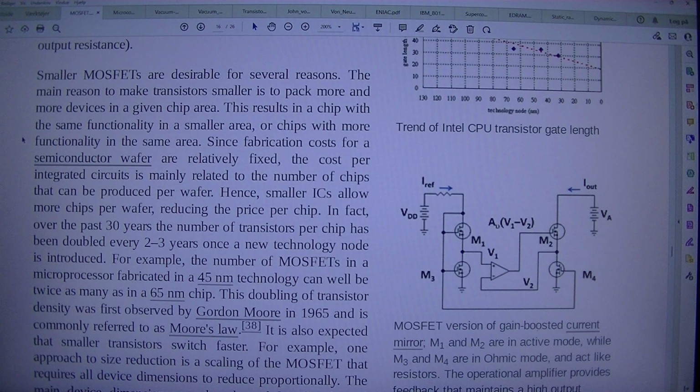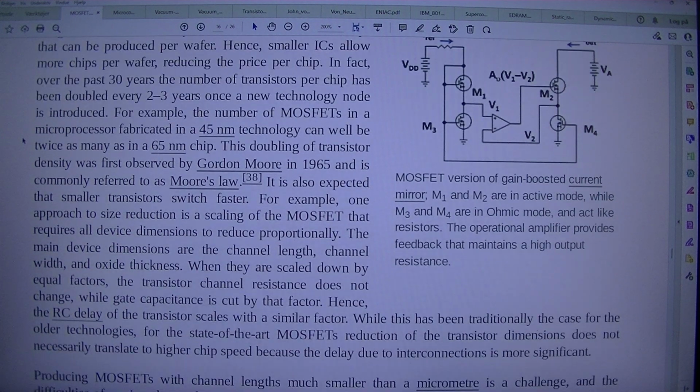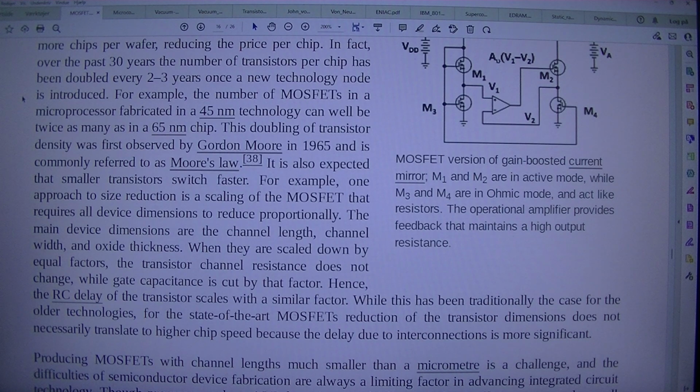In fact, over the past 30 years the number of transistors per chip has been doubled every 2-3 years once a new technology node is introduced. For example, the number of MOSFETs in a microprocessor fabricated in a 45 nm technology can well be twice as many as in a 65 nm chip. This doubling of transistor density was first observed by Gordon Moore in 1965 and is commonly referred to as Moore's law.